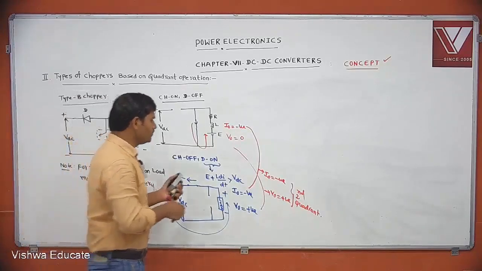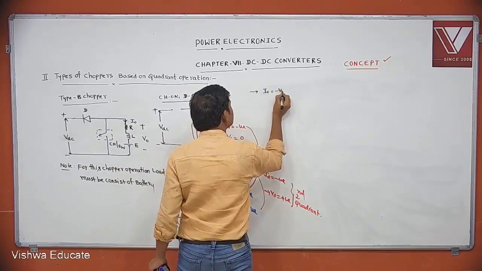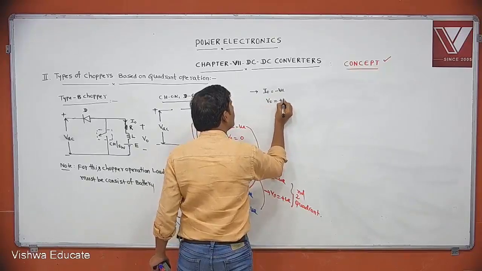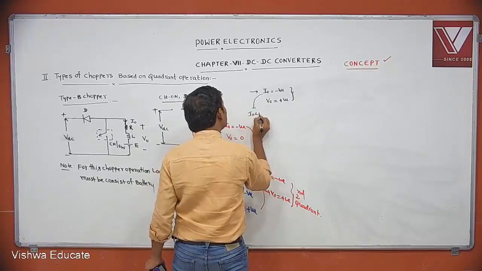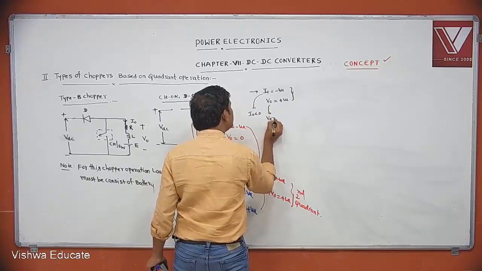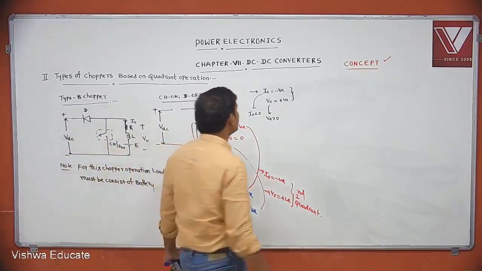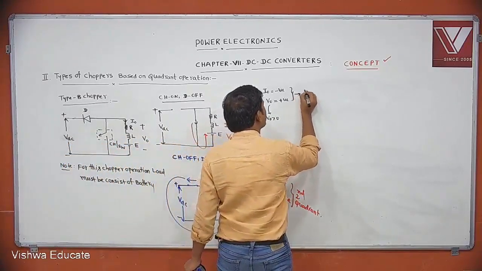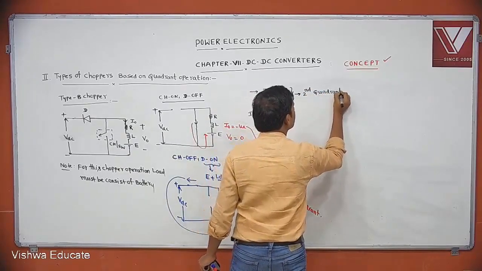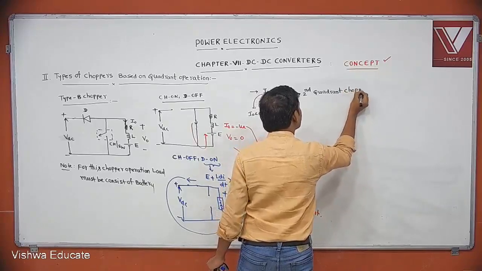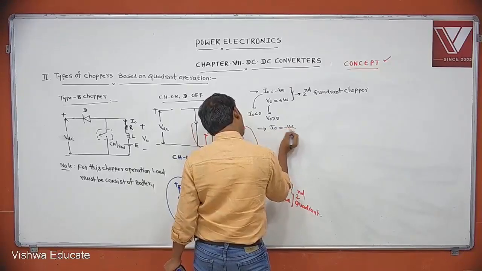Now list out the points. I naught negative, V naught positive. What do you mean by I naught negative, V naught positive? I naught is less than 0, V naught is greater than 0. This relation is also given in the options. I naught less than 0, V naught greater than 0, then it is a second quadrant chopper.